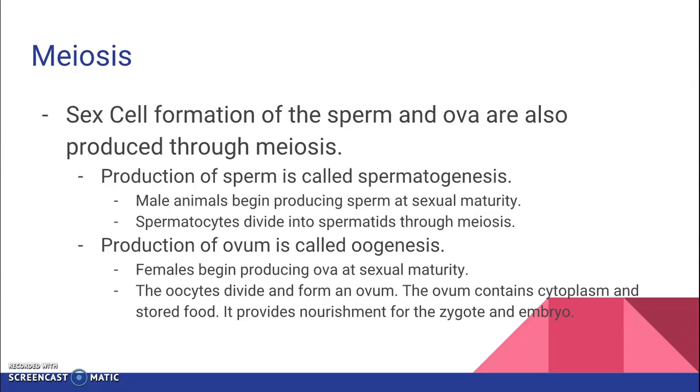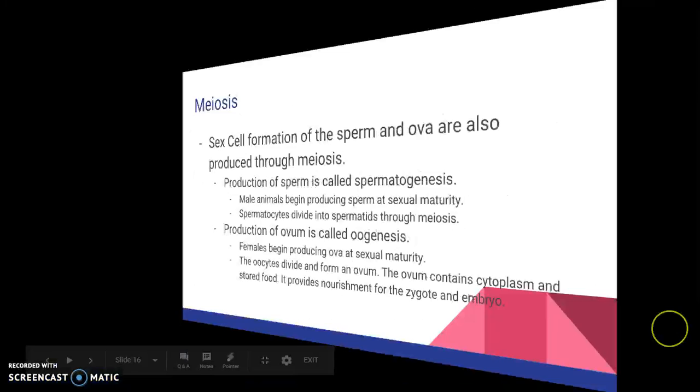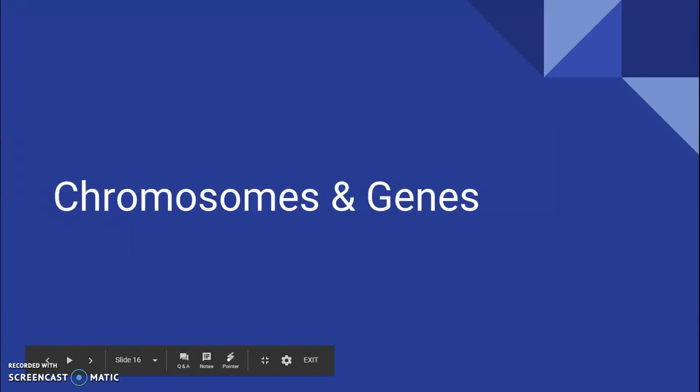And that ovum provides the nourishment for the zygote and the embryo. The sperm, all it really carries is genetic information. The ovum carries genetic information as well as nourishment and cytoplasm. All right, we'll talk about chromosomes and genes in the next video.